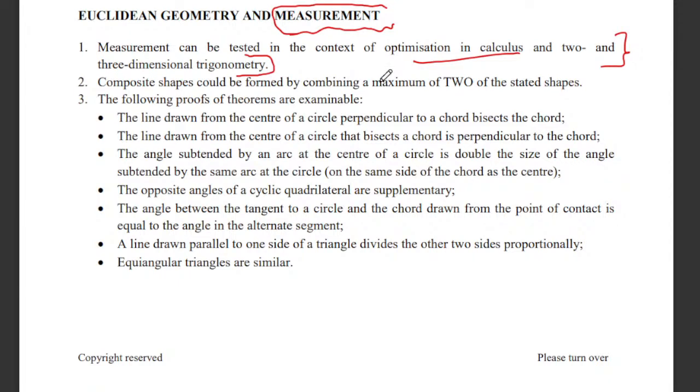Okay, composite shapes, these are basically two shapes that are combined together. They're telling us we only have a maximum of 2 shapes, we cannot have 3. We can have a cube and maybe a rectangular prism combined, or okay.